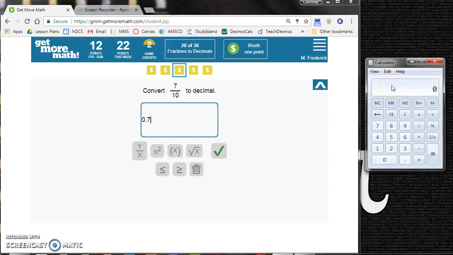A way to confirm this is to divide our numerator by our denominator, and note that we still do get 0.7.